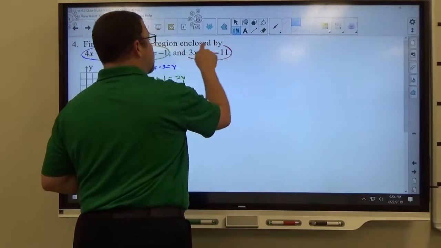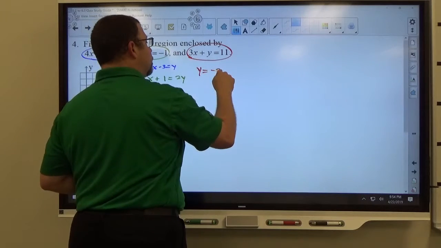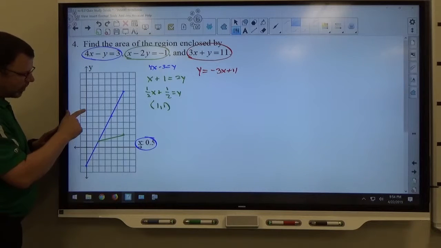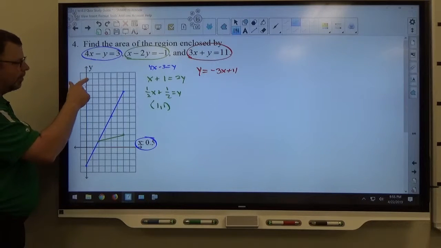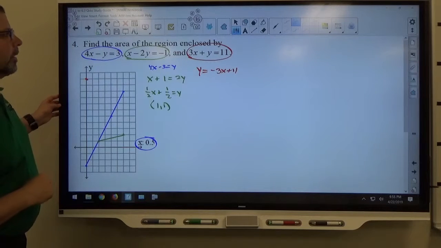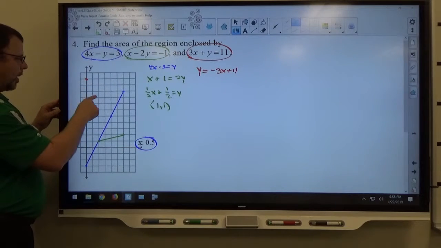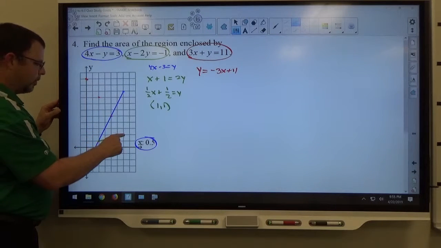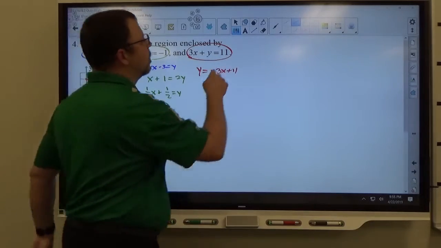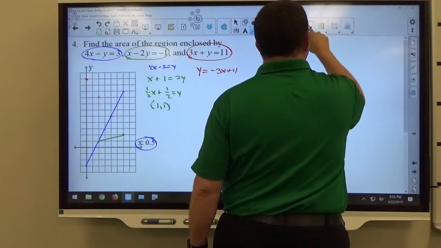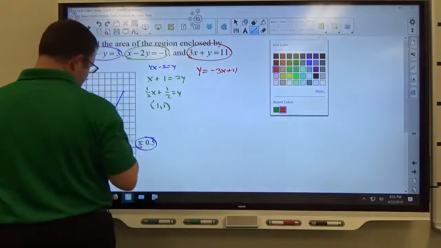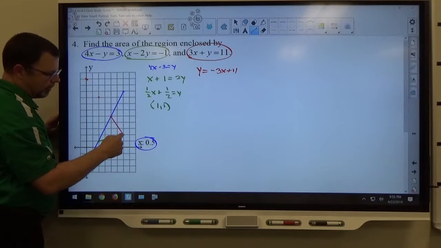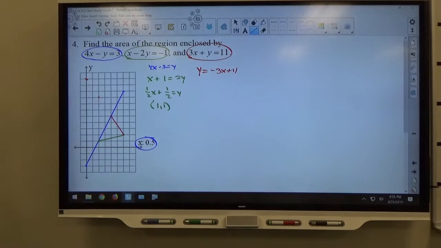And finally, I got 3x plus y equals 11, which of course is y equals negative 3x plus 11. So 1, 2, 3, 4, 5, 6, 7, 8, 9, 10, 11, right there. And then negative 3 slope, so down 3, right 1, down 3, right 1, down 3, right 1, and we can see that point of intersection there. So thankfully all the points of intersection are friendly. If I connect those dots like so, all I really have to do is figure out that little bit there.